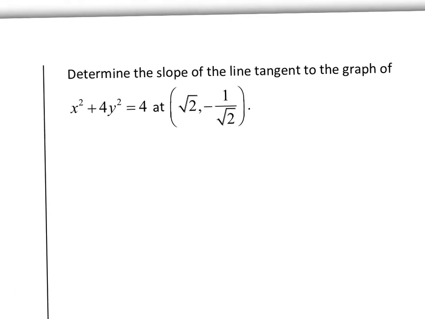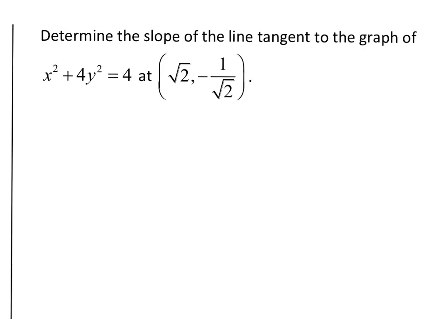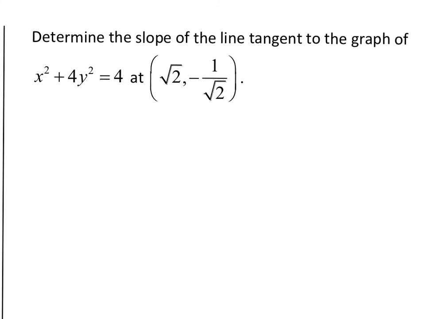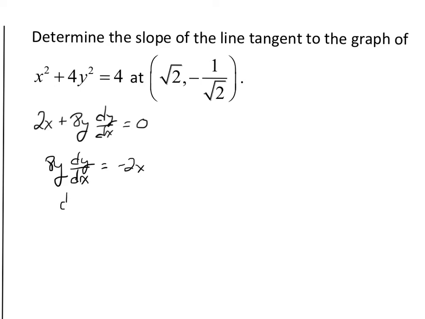Okay, determine the slope of the line tangent to the graph of the given equation at the given point. So again, we're looking at derivative. So 2x plus 8y dy dx is equal to 0. This means that 8y dy dx is equal to negative 2x. So we get negative 2x over 8y, and if we simplify, that's negative x over 4y.